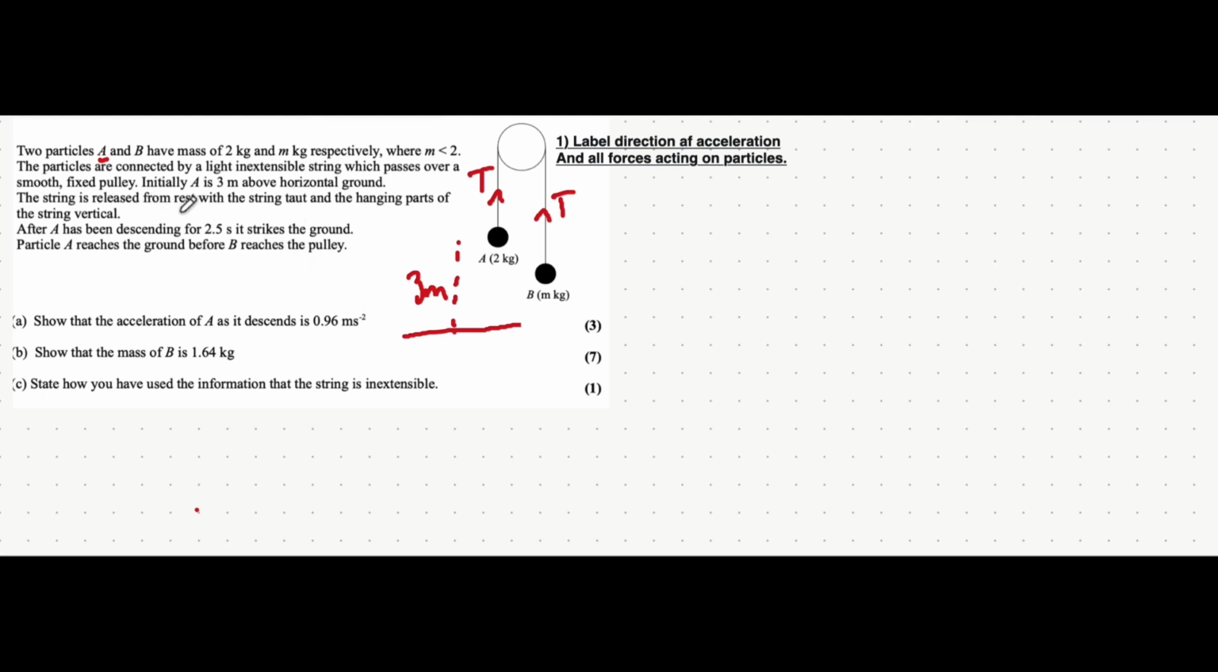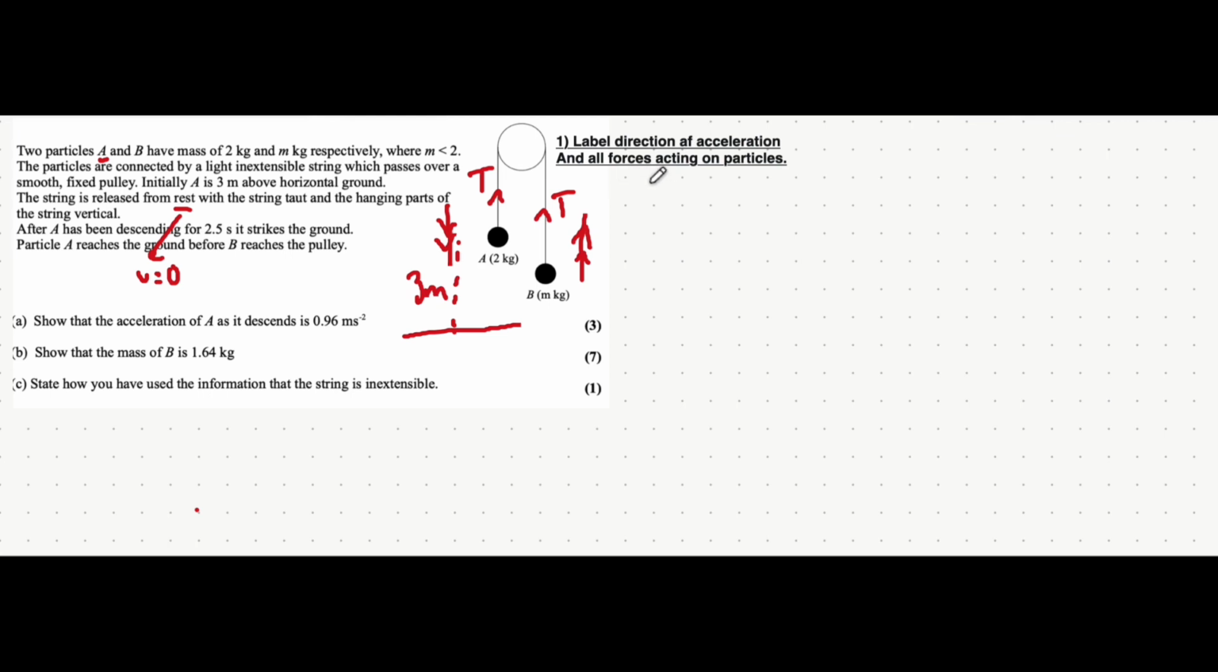The string is released from rest. Again, that points to the initial velocity being 0, so you're probably going to have to use SUVAT. And the fact that it's also giving you the time taken for A to hit the ground tells you, again, that you're going to have to use SUVAT. That also tells you the direction of acceleration: A will be traveling downwards. In that case, particle B has to be traveling upwards, otherwise A can't travel downwards. They're connected. So we've labeled the directions of acceleration.